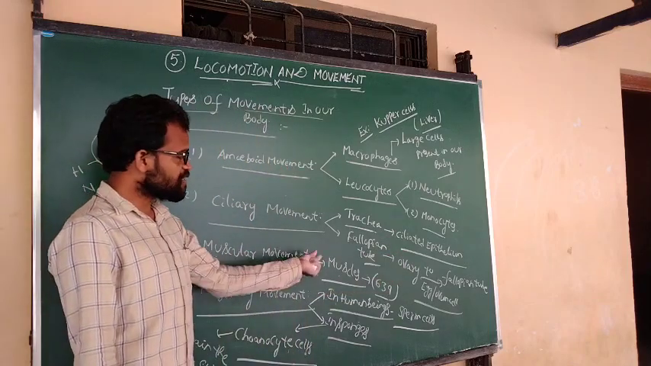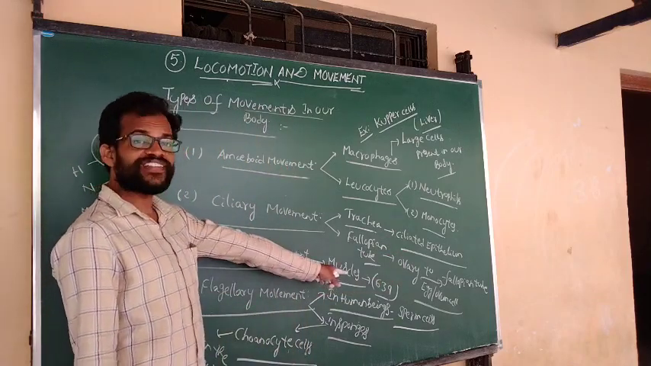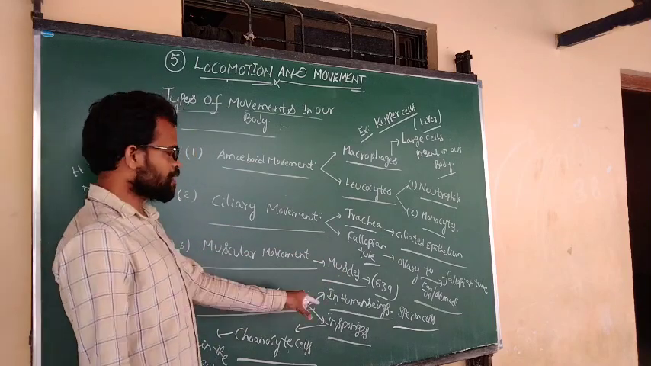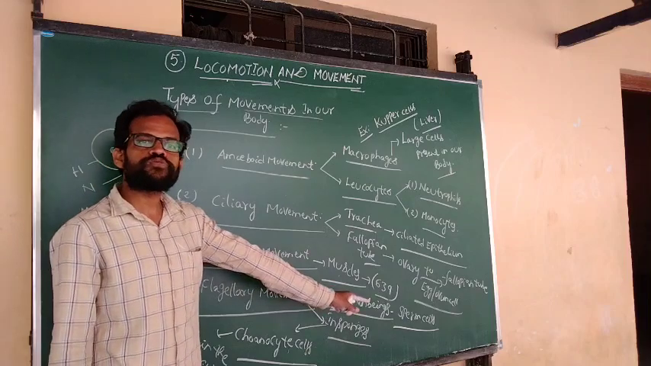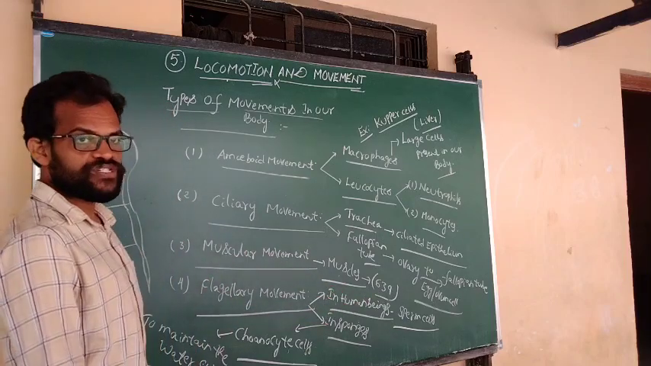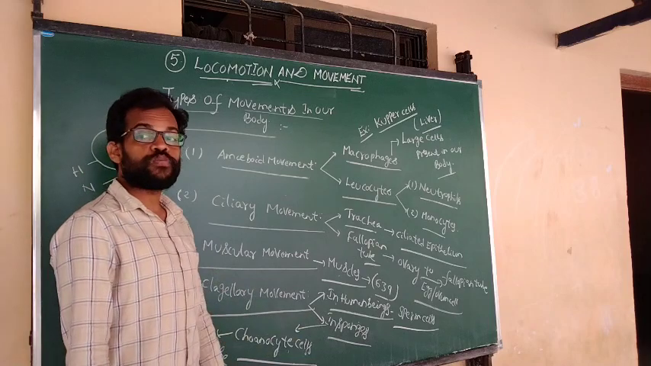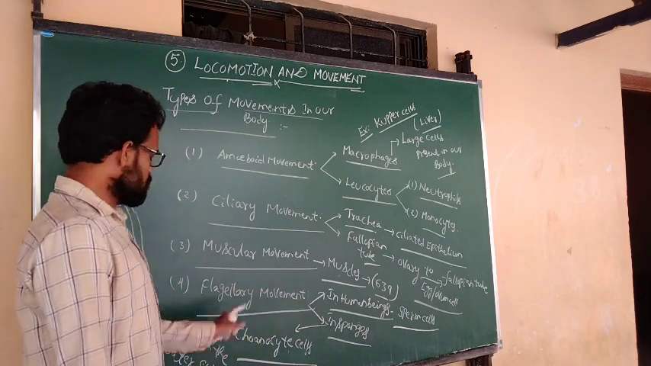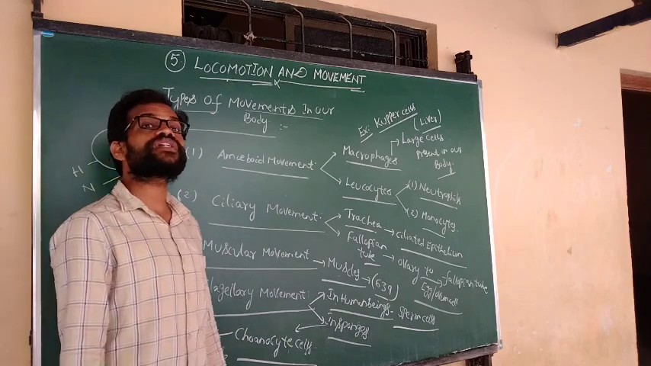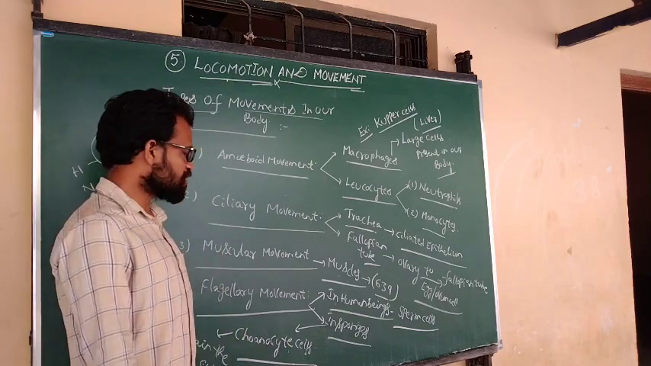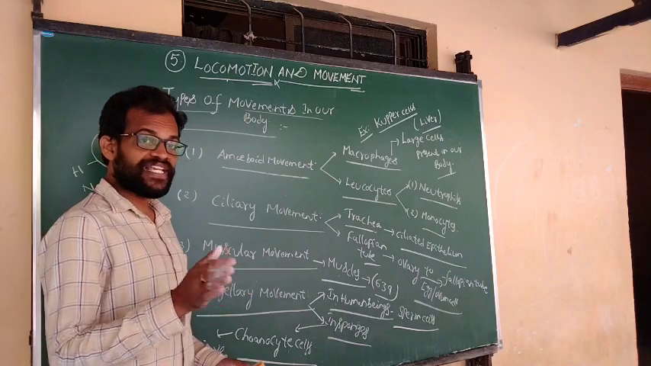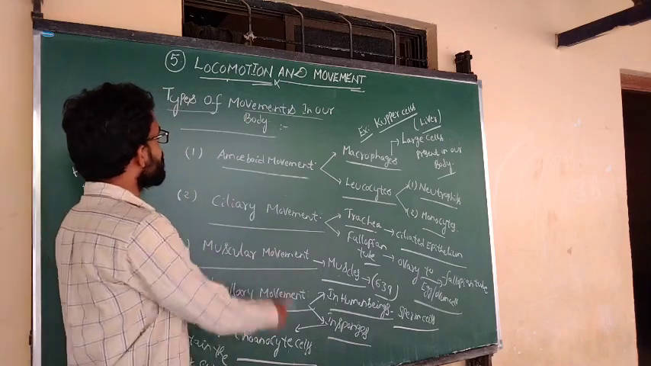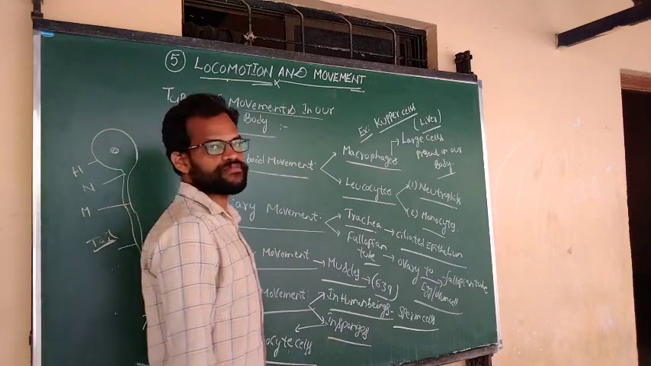Muscular movement is exhibited by the muscles. How many muscles are present in our body? 639 muscles. Flagellar movement: in human beings, the sperm cells, the spermatozoa, exhibit flagellar movement. Also in the sponges, the endoderm consists of special cells, the choanocytes. These choanocytes help to maintain the water current and also help in movement. Thank you.